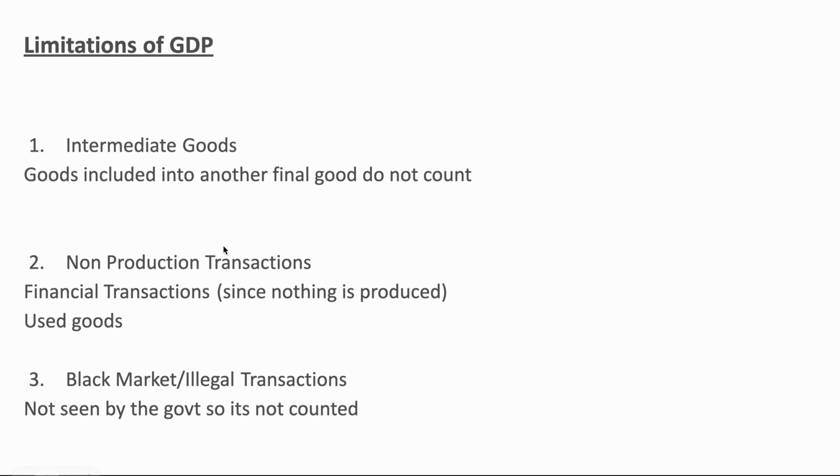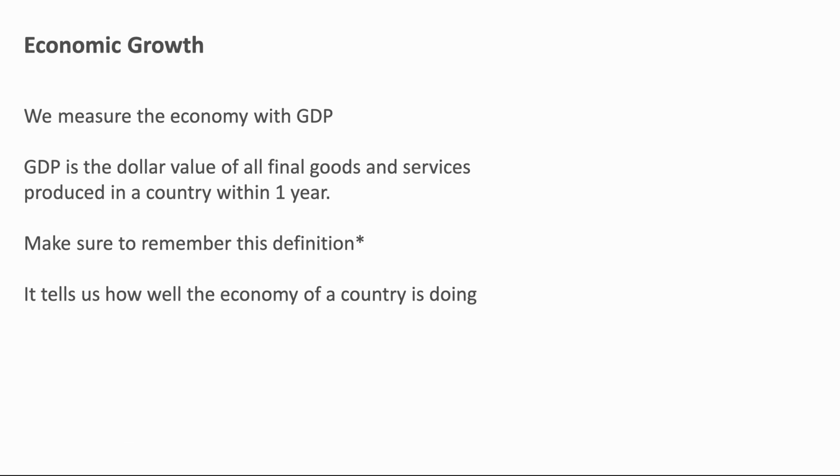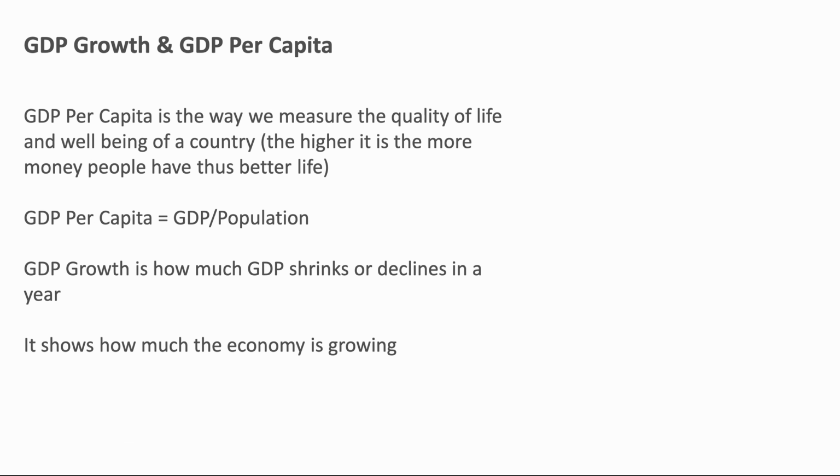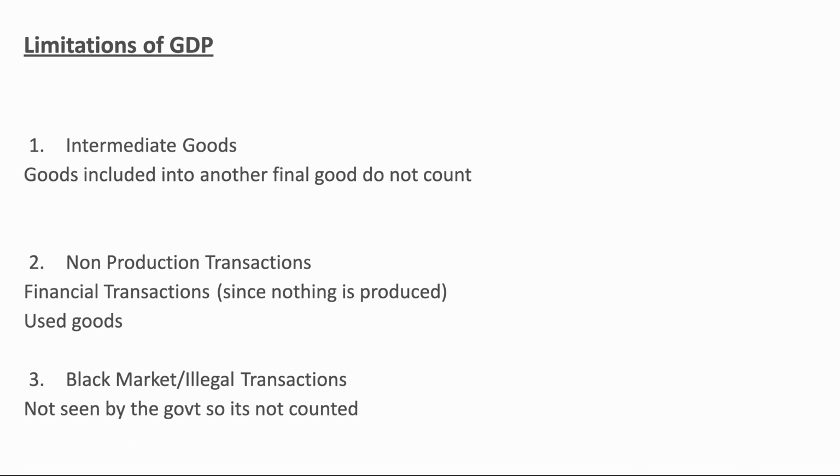Now, there's three main limitations to GDP. First is that intermediate goods don't really count. What that means is goods included inside another good. Remember, the definition of GDP is all final goods and services. So let's say we're producing a car. Well, inside the car there might be a radio or stereo. That stereo or radio wouldn't be counted into the GDP, just the entire car as a whole.